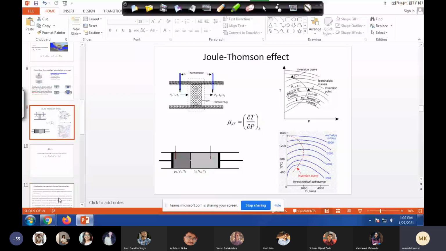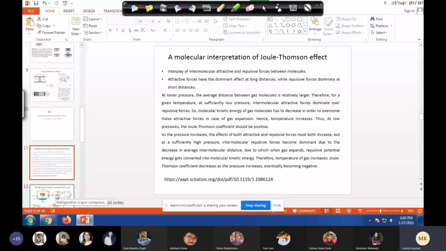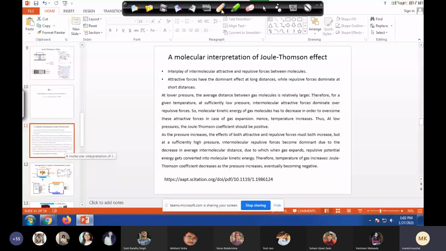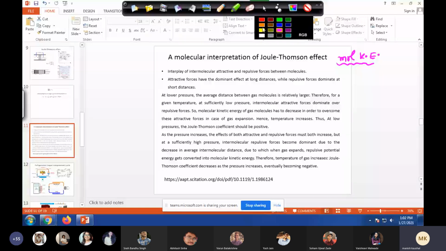See, what is the molecular interpretation of this? If you see the gas, what we know as average molecular kinetic energy, right? So if you take the gas, there are two components. One is molecular kinetic energy. Okay, this corresponds to what? Which quantity or which thermodynamic property does this correspond to? U, right?